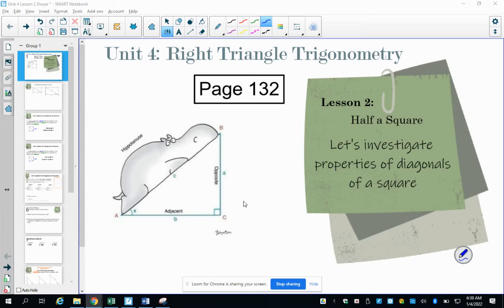All right, in lesson 2, we're going to be looking at half of a square. So that's the title. We're going to be investigating properties of diagonals of a square. We know what diagonals are. So diagonals of a square is what we're going to be getting into. This starts on page 132 in your workbook.